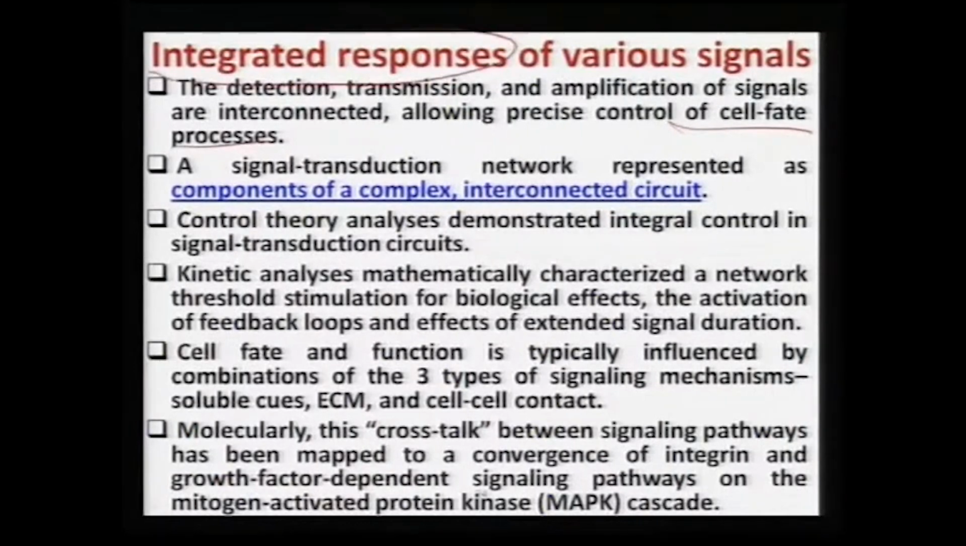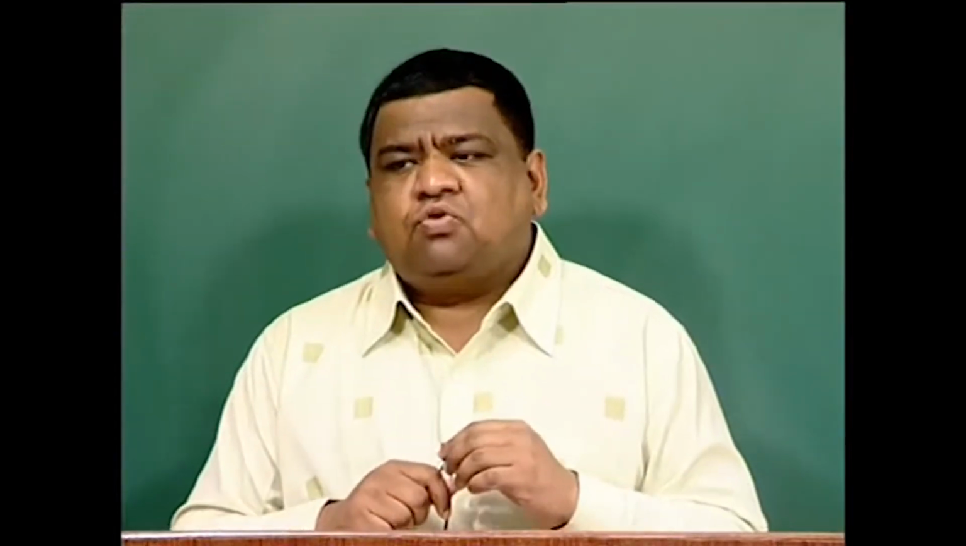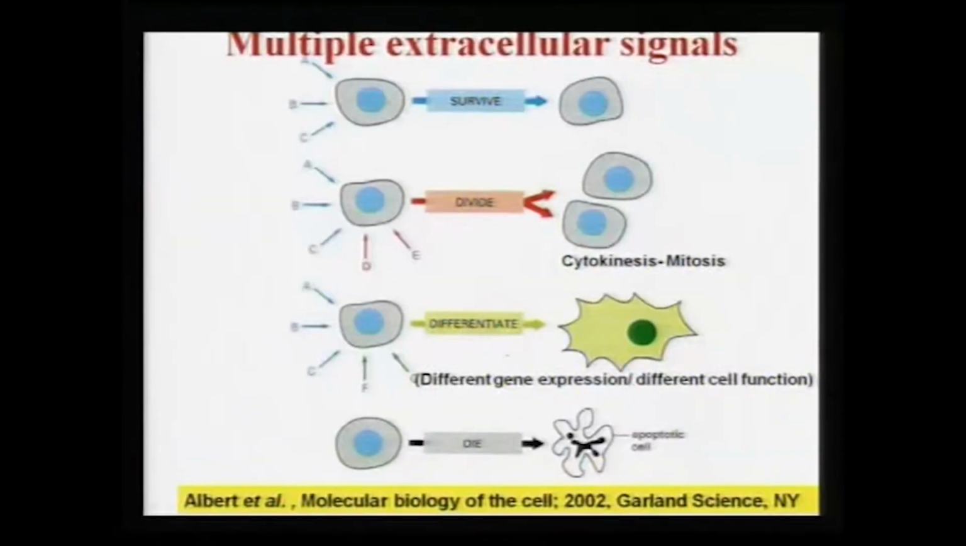What is meant by integrated response? For any type of process, whether the cell wants to survive, or wants to undergo cell division, or wants to differentiate, or the cell will die, for all these cell fate processes which are part of tissue homeostasis, one has to understand that each of these functions requires not one signal, but multiple signals.